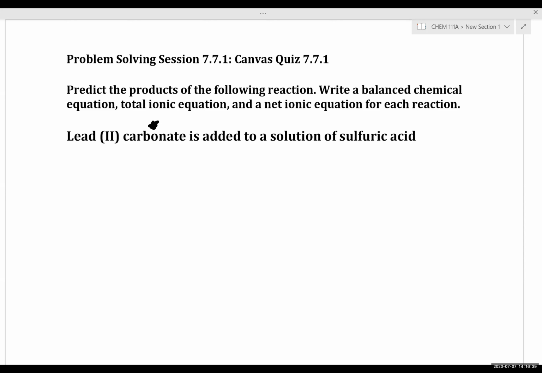And we'll discuss this example in another 2 to 3 minutes. I'd like to see a few responses either in the chat or using the annotate feature on the proposed products from this reaction.